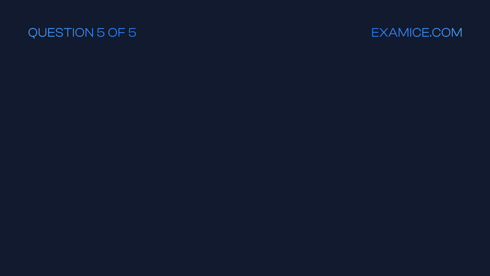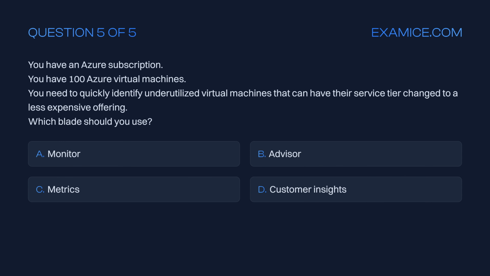Question 5. You have an Azure subscription. You have 100 Azure virtual machines. You need to quickly identify underutilized virtual machines that can have their service tier changed to a less expensive offering. Which blade should you use?